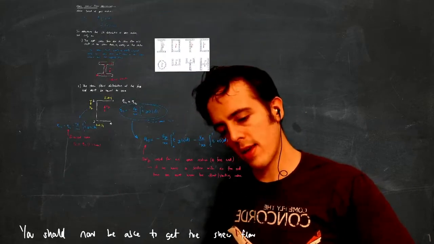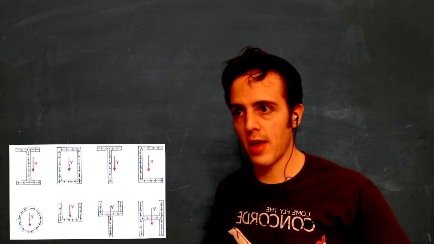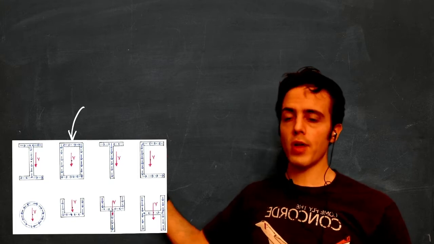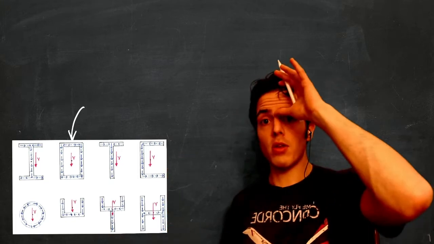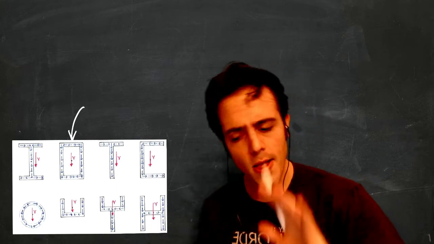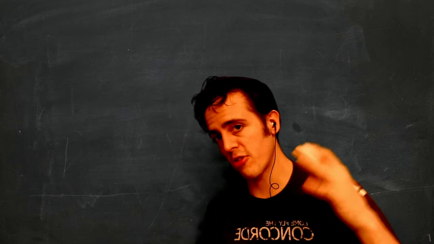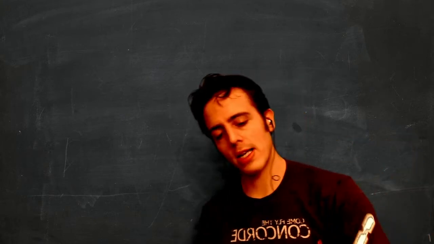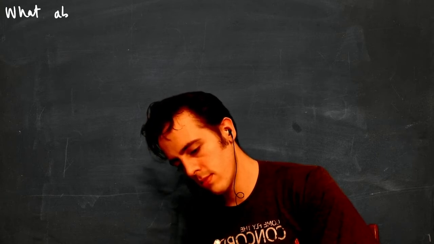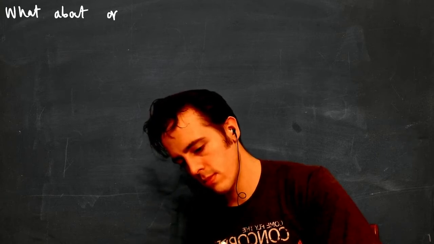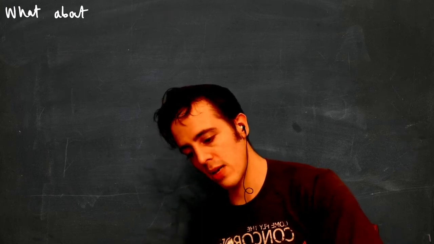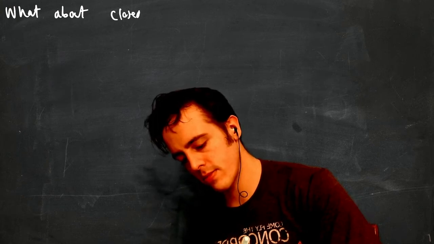Now let's go back to these diagrams up here. What if we've got a closed section like this one here? We're able to use those rules to look and determine what the orientation of those shear flows would look like, but we don't know how to calculate the actual shear flow distributions yet, and we've got no idea how to calculate the shear center. I said what about open sections? I mean, what about closed sections?